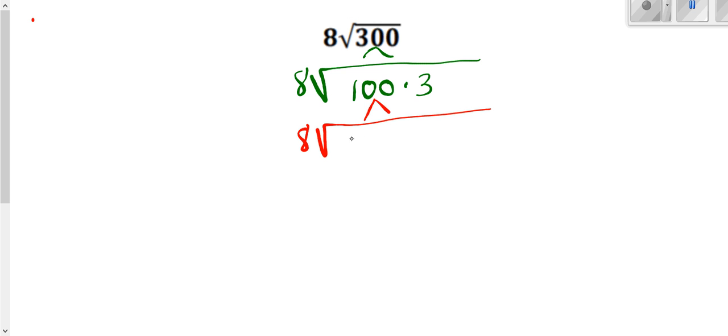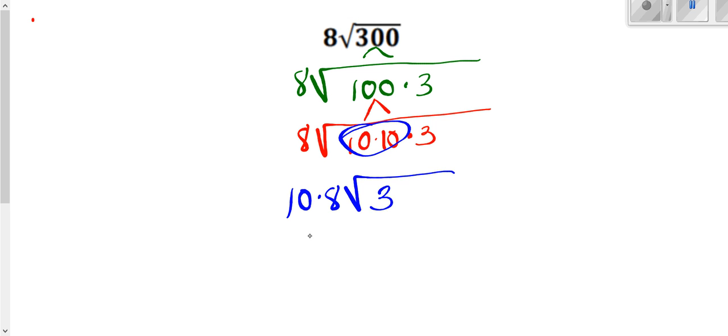So breaking up that 100 to 10 times 10, I take out that pair. So now I have 10 times 8 square root of 3. So I have 80 square root of 3.